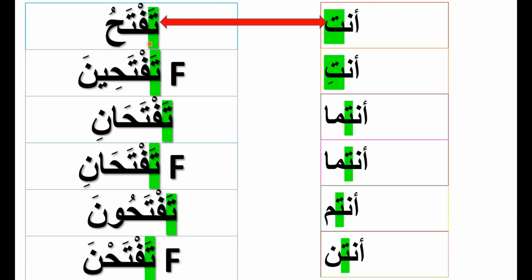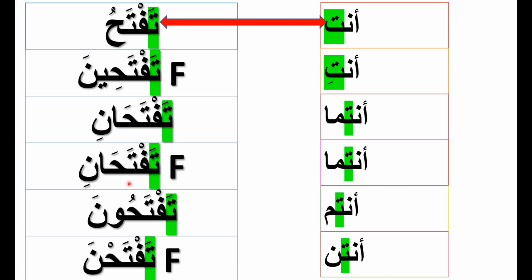أنت تفتح. You open, singular masculine. أنت تفتحين. You open, feminine singular. أنتما تفتحان. You open, dual masculine.